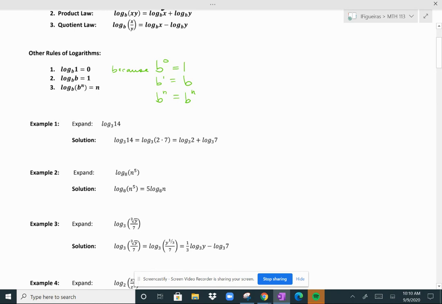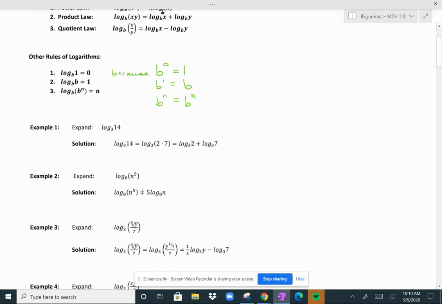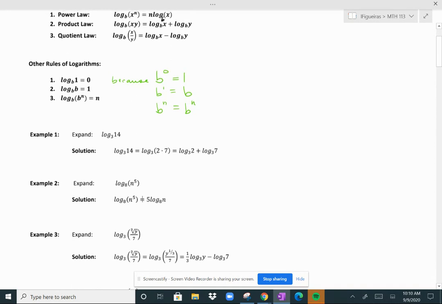In this next example, we're going to be using more than one law. I'm going to use both the power law as well as the quotient law. Because I have a quotient of expressions here, but this cube root of y can get rewritten as y to the 1/3. So I'm going to use the power law on that top part. So when I expand this, this will be 1/3 log base 3 of y minus log base 3 of 7.